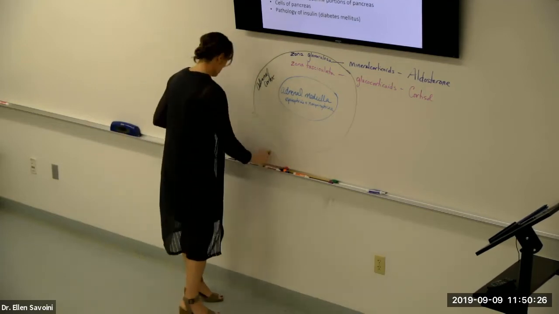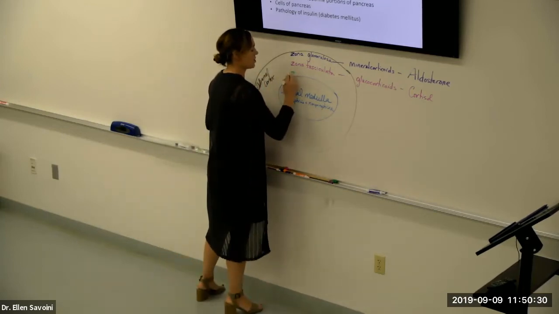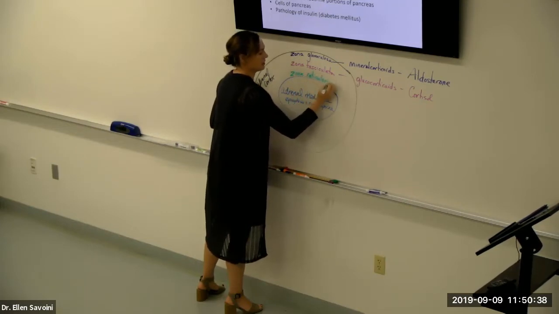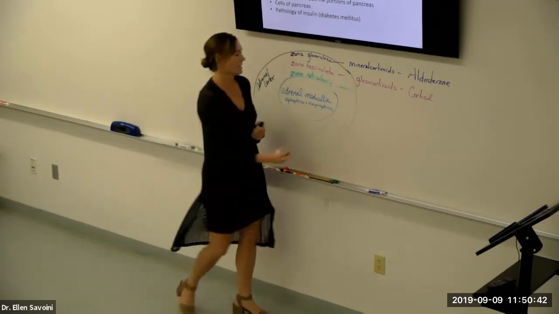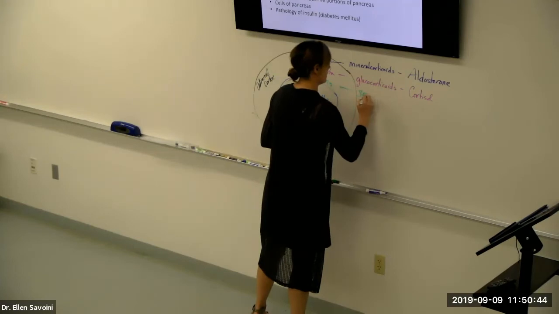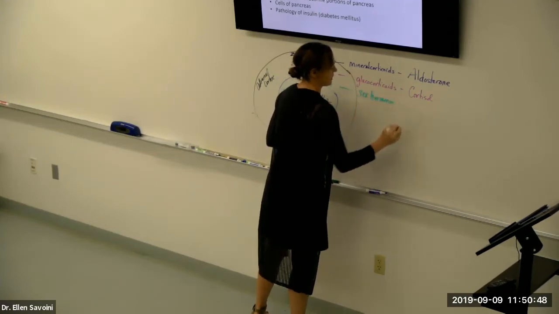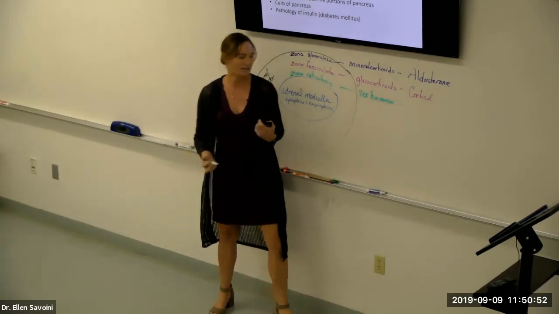Okay. What is our third zona and our innermost zona? Zona reticularis. And what family of hormones does it produce? Sex hormones. They tend to be more on the androgen side of things. So what would be the main one? Testosterone.